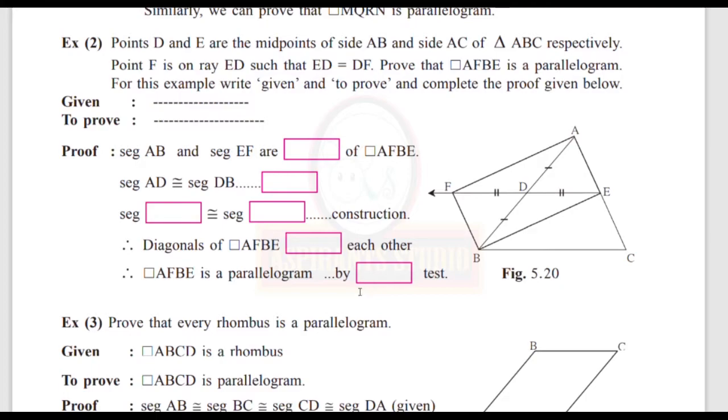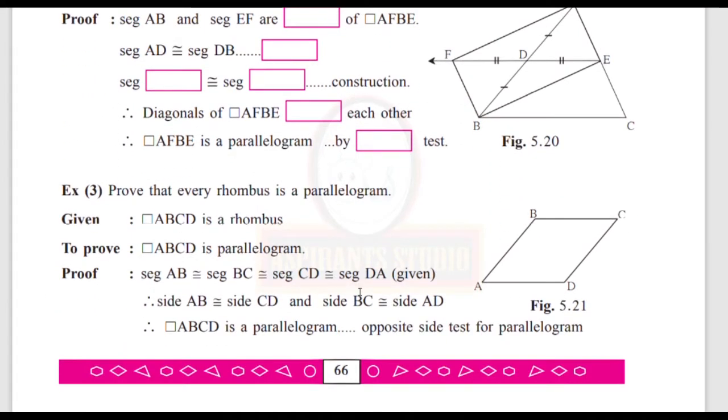Now coming to the third one. Prove that every rhombus is a parallelogram. You are given quadrilateral ABCD is a rhombus. You have to prove quadrilateral ABCD is a parallelogram. Look at figure 5.21.